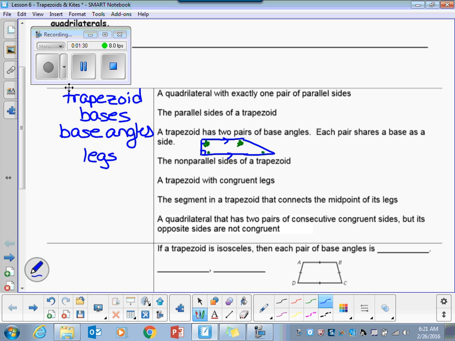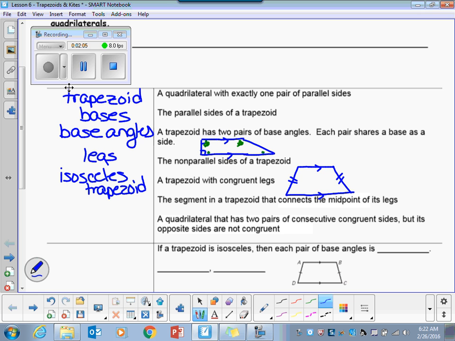If your trapezoid has congruent legs, it's an isosceles trapezoid. I just misspelled that, didn't I? I-S-O-S-C-E-L-E-S. There we go. An isosceles trapezoid. Again, oriented the way you often see it in elementary school. Bases, congruent legs.